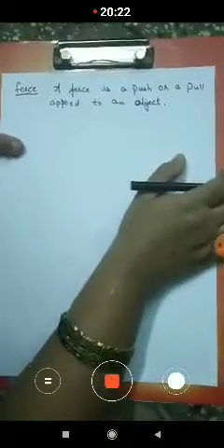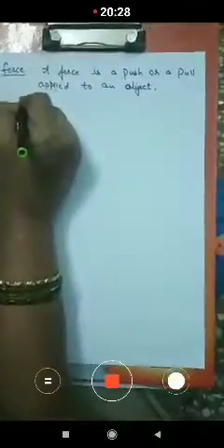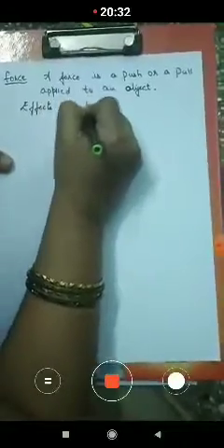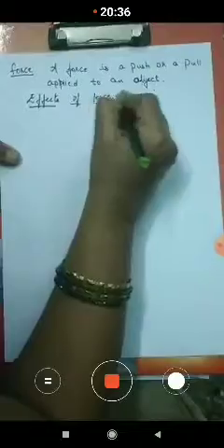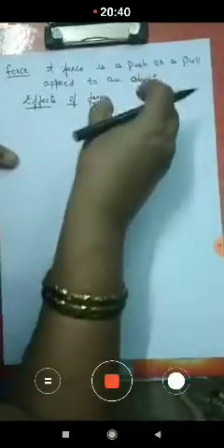So now the force which is applied to an object has many effects, children. The effects of force. What are the effects of force when we are applying the force to an object? What are the effects we can observe in an object?